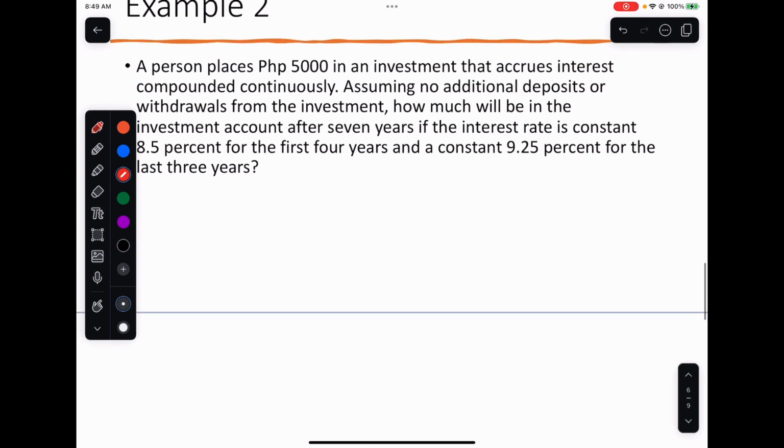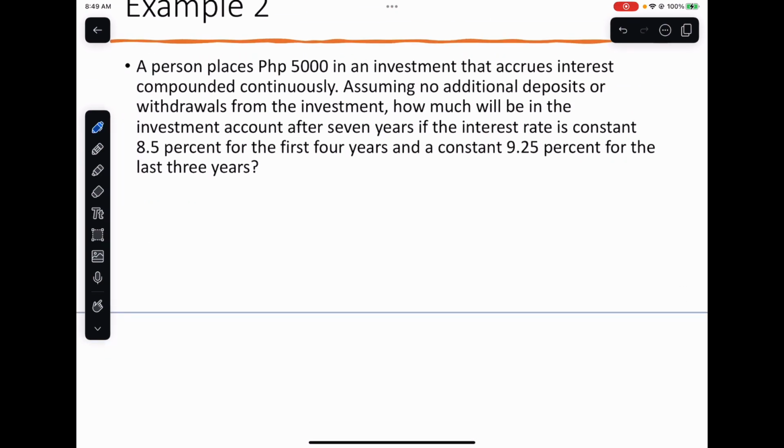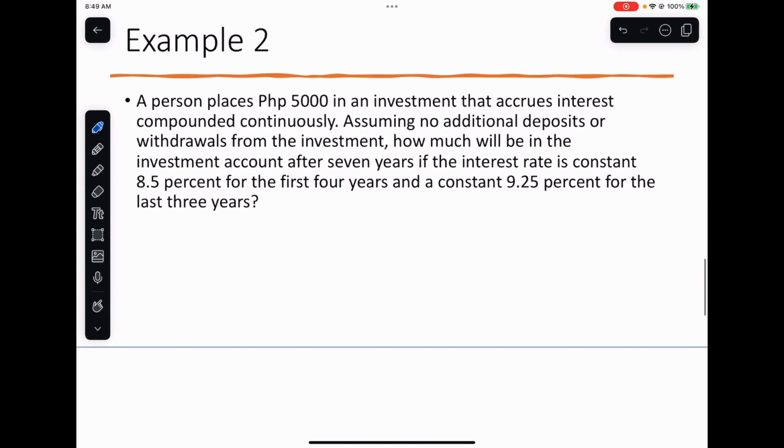So let's have another example. Again, a person places 5,000 pesos in an investment that accrues interest compounded continuously. Assuming no additional deposits or withdrawals, how much will be in the investment account after 7 years, if the interest rate is a constant 8.5% for the first 4 years and a constant 9.25% for the last 3 years?